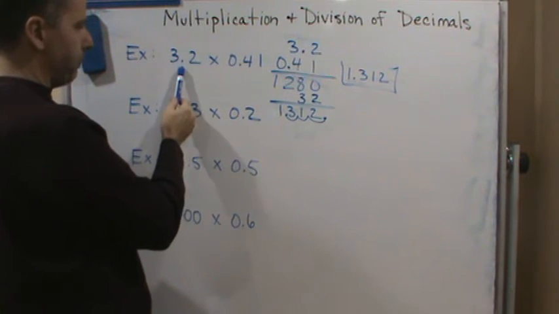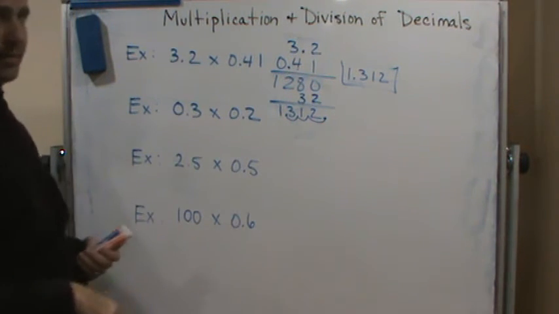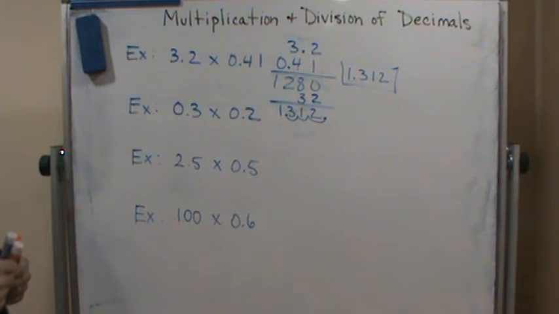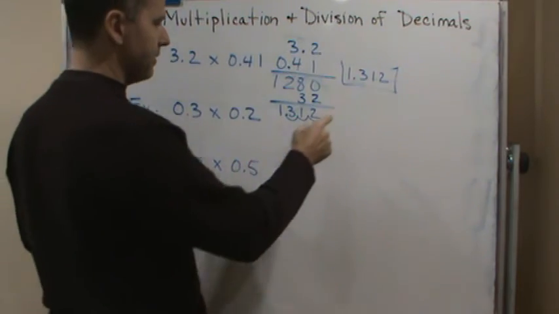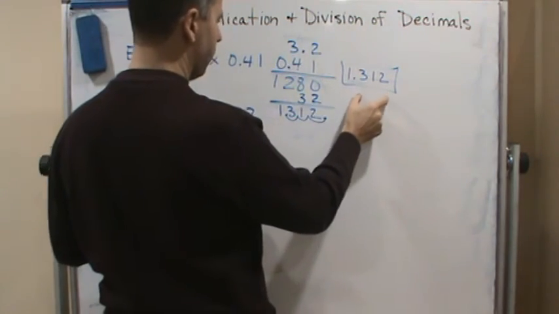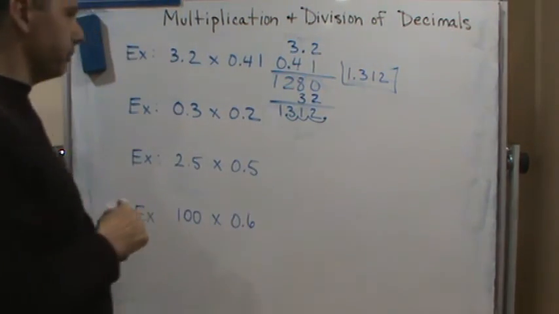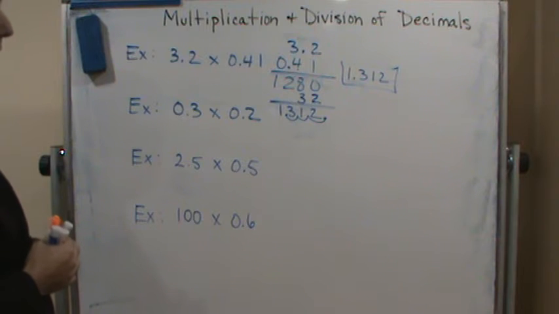Now the reason why I caught myself was because I know 0.5 is a half, right? So half of 3.2 is definitely not less than 1. So I knew something was wrong. But again, always check your answer. Take your number and see if it makes sense. Okay? Always make sure that you check your answer.